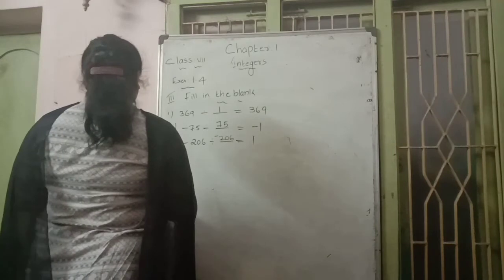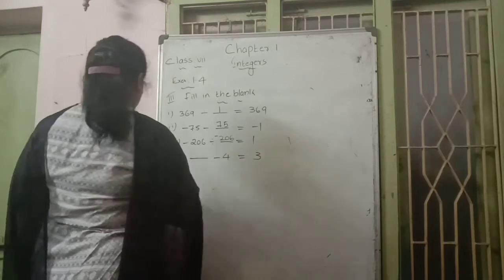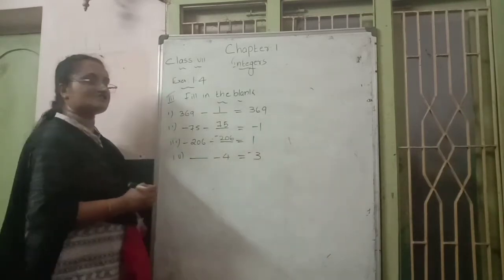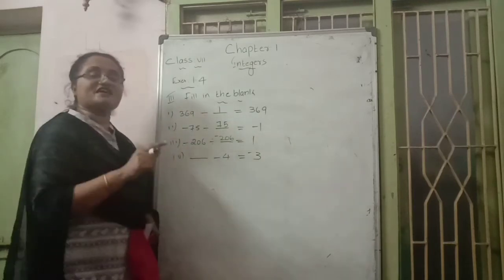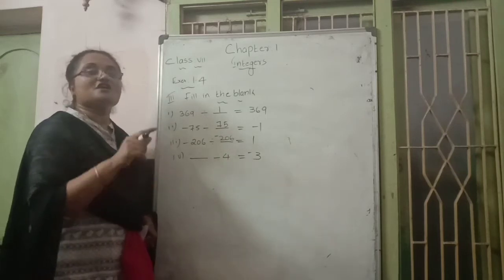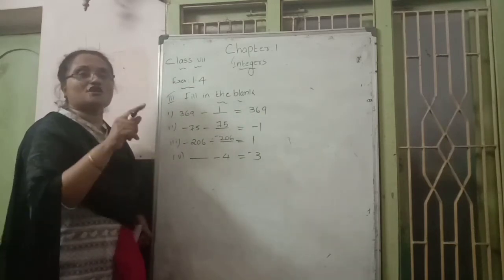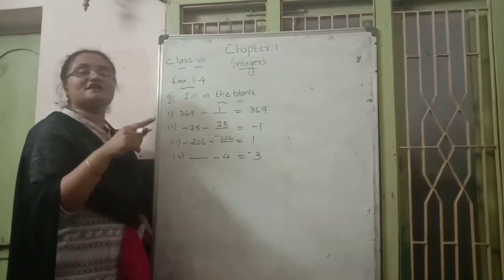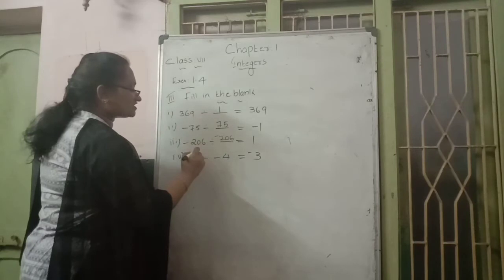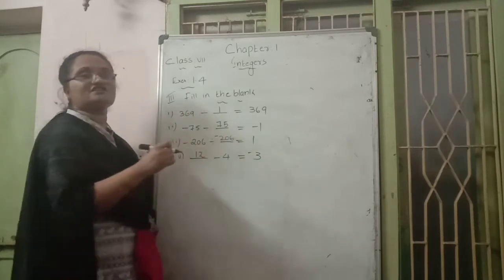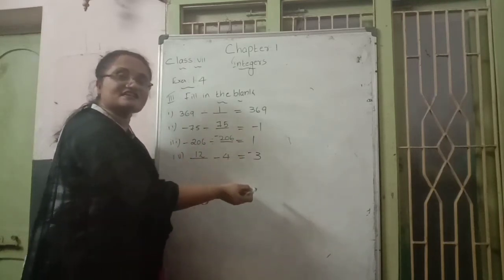One more question: blank divided by 4, and we need the answer minus 3. Which number do we insert? The divisor is 4, so we use the 4 table. When we get the answer 3, 4 into 3 becomes 12. That's why the number we write there is 12, and 12 divided by 4 gives the answer 3.